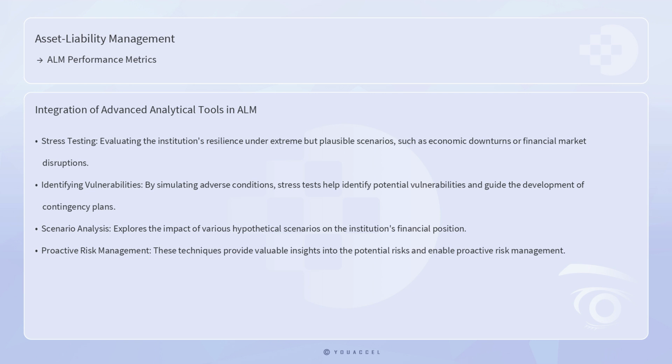In addition to these traditional metrics, advanced analytical tools and techniques such as stress testing and scenario analysis are increasingly being integrated into ALM practices. Stress testing involves evaluating the institution's resilience under extreme but plausible scenarios, such as economic downturns or financial market disruptions. By simulating adverse conditions, stress tests help identify potential vulnerabilities and guide the development of contingency plans. Scenario analysis, on the other hand, explores the impact of various hypothetical scenarios on the institution's financial position. These techniques provide valuable insights into the potential risks and enable proactive risk management.